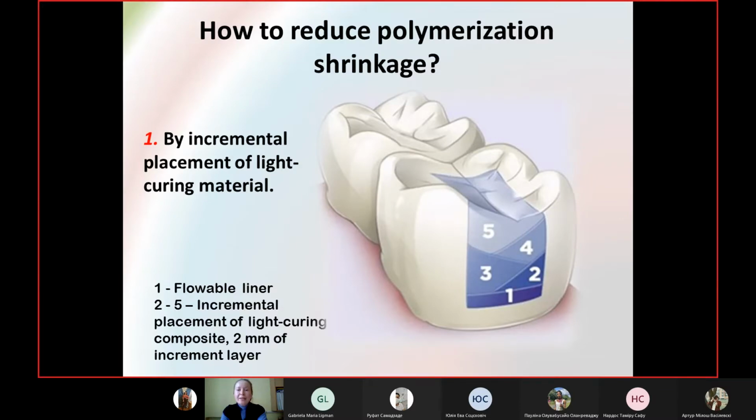How to reduce polymerization shrinkage in resin composites? First of all, it can be done by incremental placement of light curing material, layer by layer, trying to attach material only to two walls, wall and floor, and such incremental layers should be done. Every layer is polymerized, and as the base, flowable composite is recommended to put.